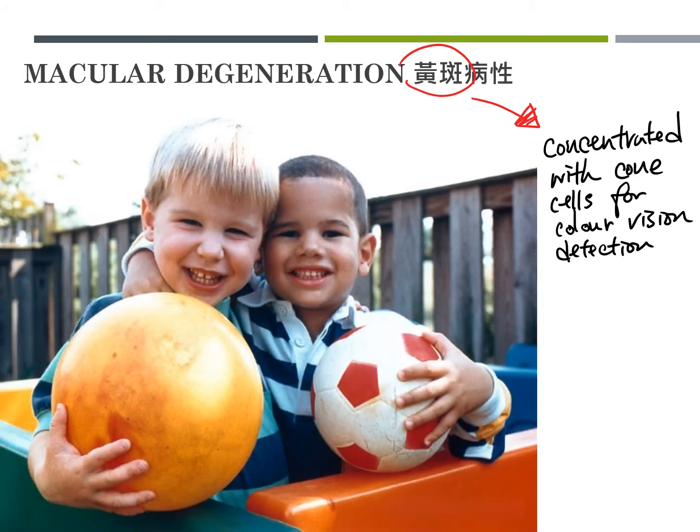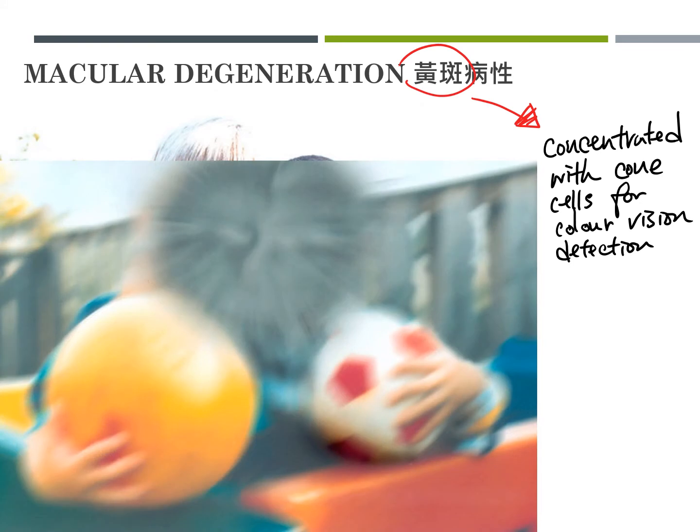This is what a normal healthy person feels like when he has normal vision. However, if you have macular degeneration, your vision becomes very blurred, especially at the center part of your vision. And this is because something is going wrong in your yellow spot. Maybe the cone cells in your yellow spot become very old and then they degenerate, 退化. So this is happening in very old-aged people, 老年人會有.